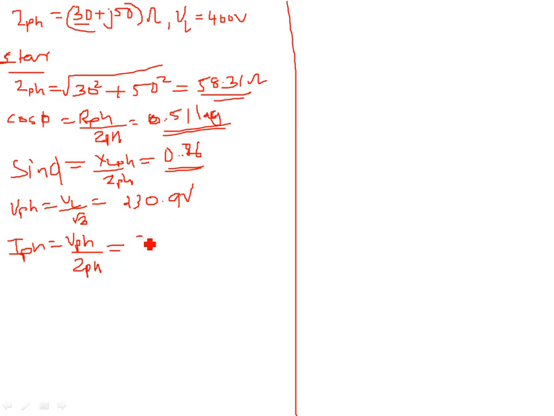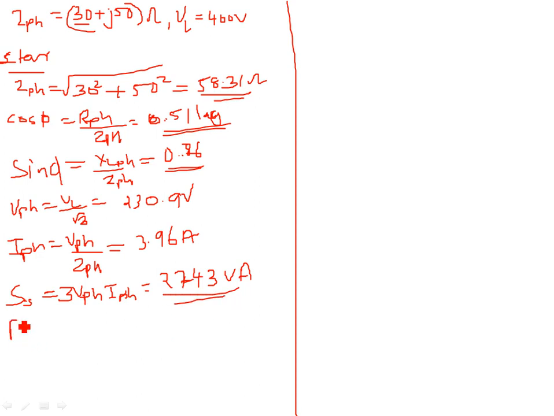This is 3.96 ampere. Now, what is apparent power? Apparent power in star, S, is given by 3 into V phase into I phase. That is 3 into 230.9 into 3.96. That gives 2743 volt ampere.